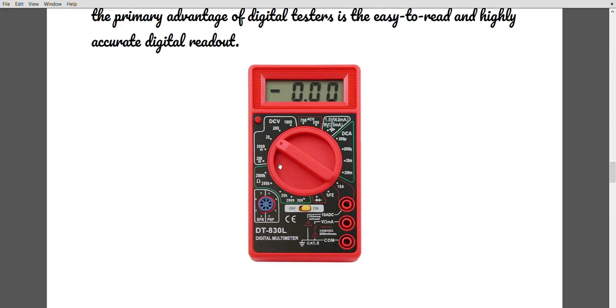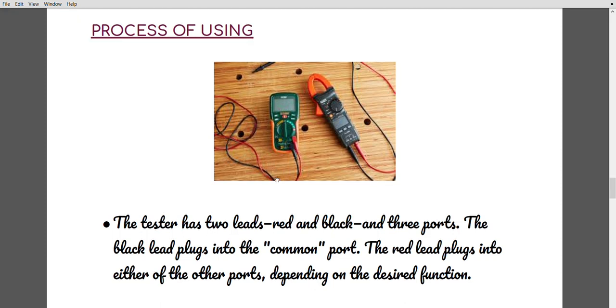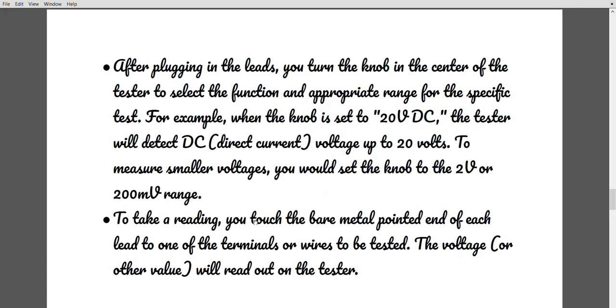Okay. Then let us see the process of using multimeters. Both types, whether analog or digital, have the same process of use. The tester has two leads, red and black, and three ports. The black lead plugs into the common port. The red lead plugs into either of the other ports depending on the desired function. After plugging in the leads, you turn the knob in the center of the tester to select the function and appropriate range for the specific test.